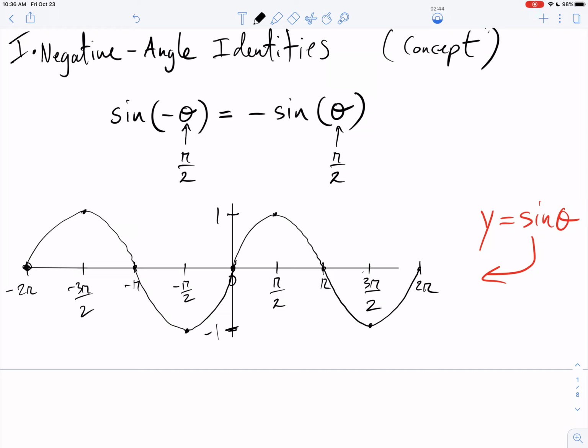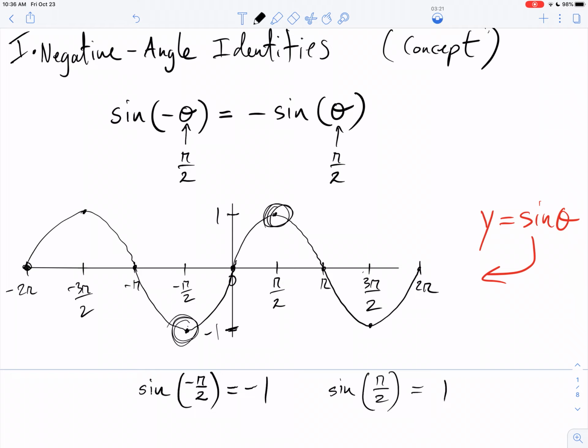So what does the negative angle identity actually say? It says, well, if I took the sine of negative pi over 2, what would my result be? Well, sine of negative pi over 2, what do I get? I get negative 1. Well, then let's take the sine of regular pi over 2. Well, if I take the sine of regular pi over 2, I would get positive 1.